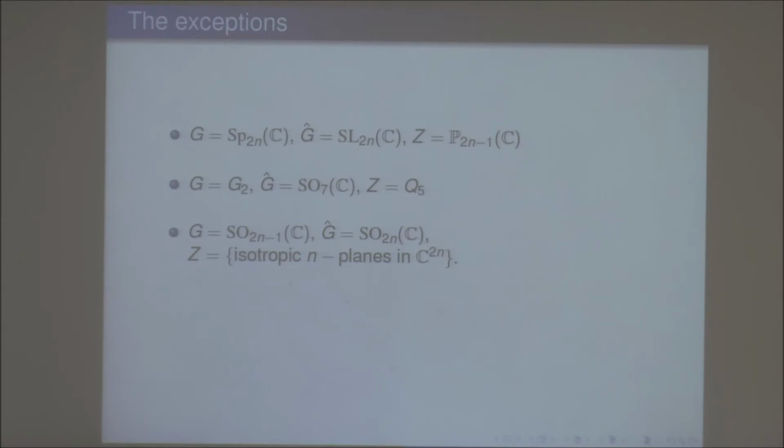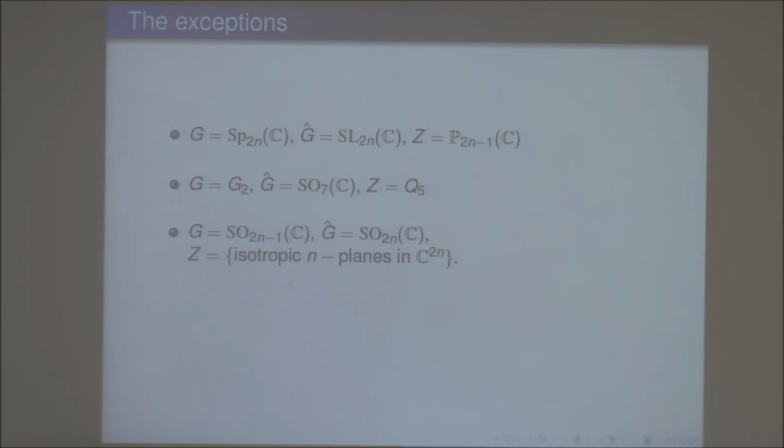And then there's this family of examples where I had to work a little bit actually. The small group is SO(2n-1), the big group is SO(2n). So this has to do with the D_n thing at the end. The big group is SO(2n), and the manifold is the isotropic planes in C^2n. So these are the exceptions.